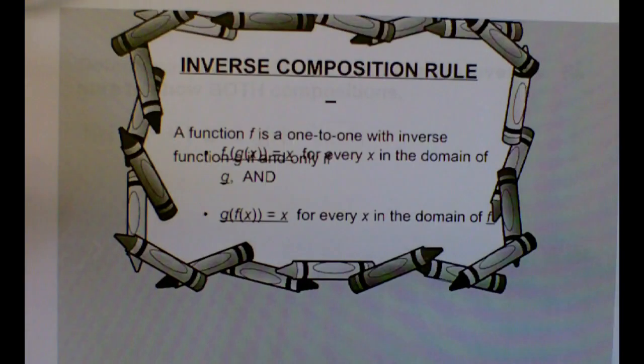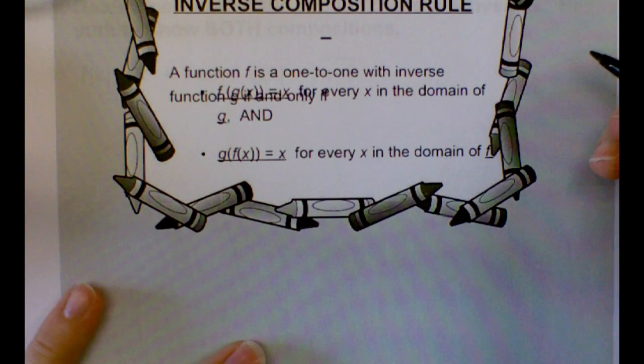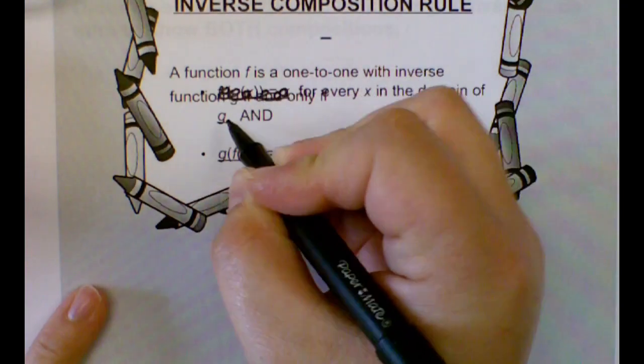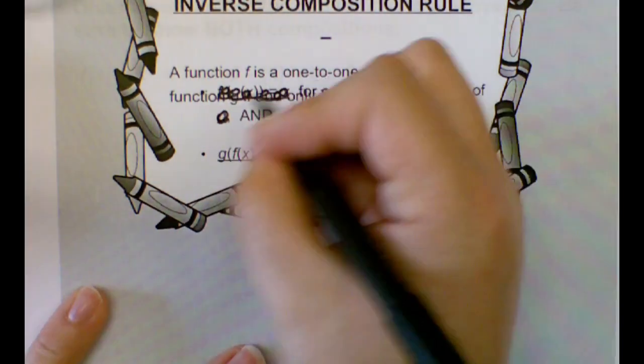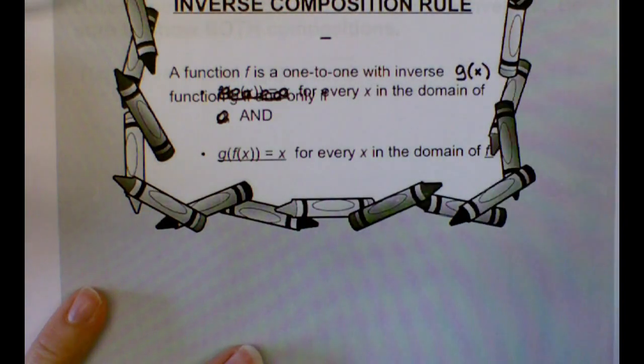All right, so now inverse composition rule, and I apologize, my rule got a little wonky here. If a function is one-to-one with an inverse function, if for every x. So our inverse function, I don't know what happened here, sorry about that. Our inverse function is going to be called g of x. Okay, that's our inverse function.